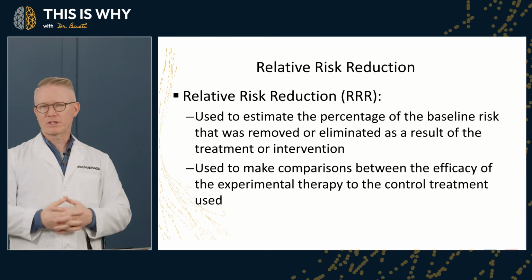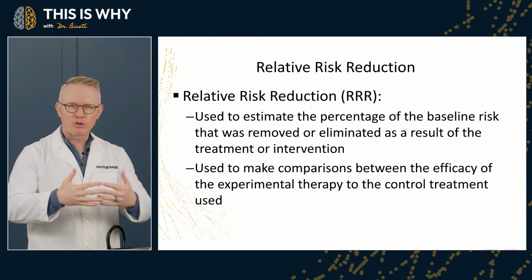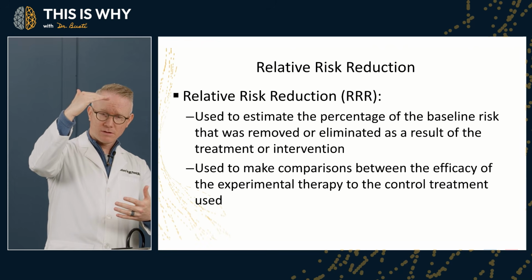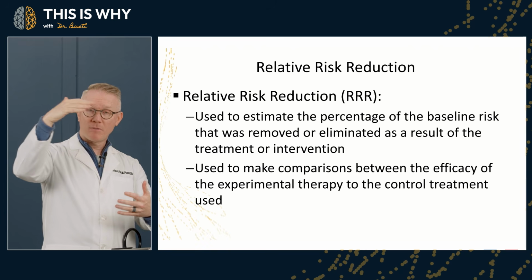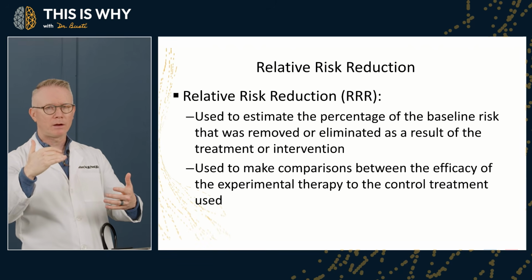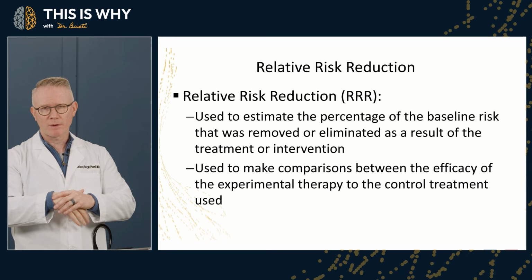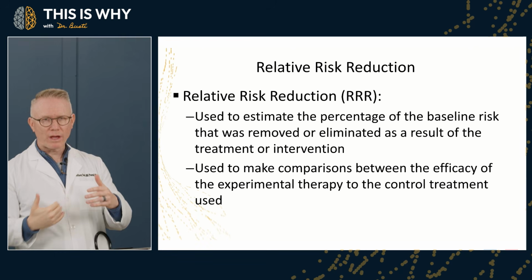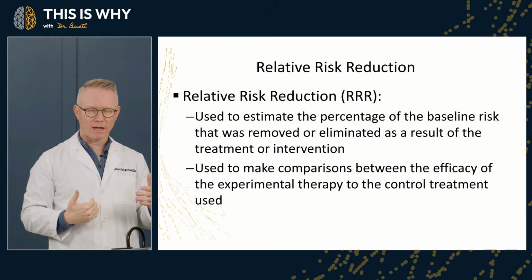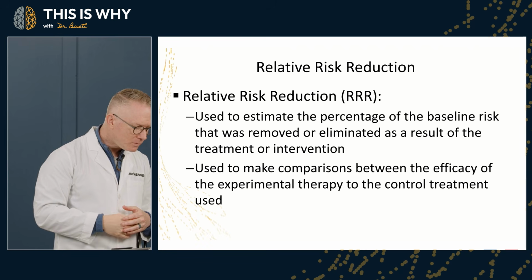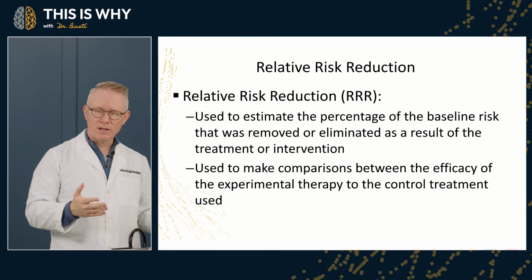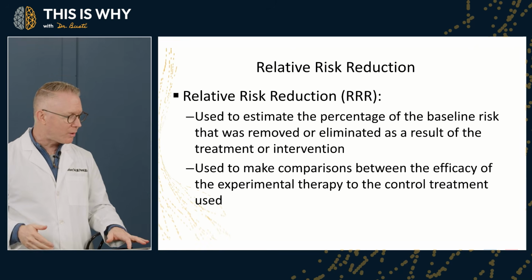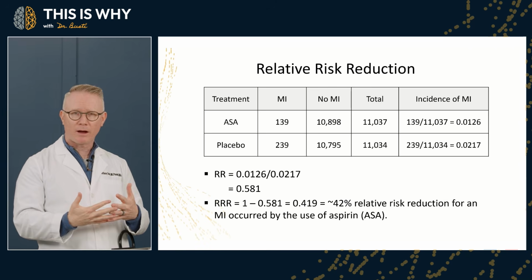What about relative risk reduction? Well, obviously, if I expose you to something, I intervene, then the incidence of that exposure must be a number that's smaller than those who were unexposed, okay? So that I'm getting a reduction. It's removing, it's taking away something from me, all right? And this is used to help make comparisons between the efficacy of the experimental treatment to the control that was being used. So we'll look at that example here.